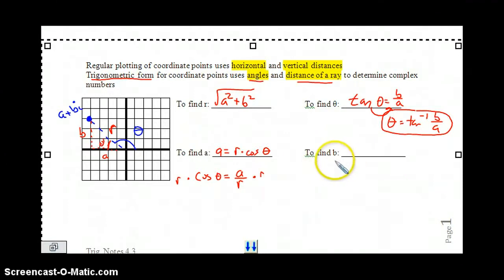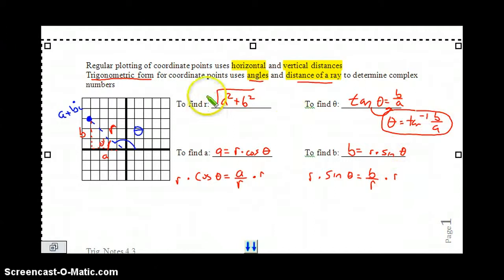And to find b, b is the opposite side, so I'd use sine. So I'd say the sine of theta would be equal to the opposite over the hypotenuse. Again, if I want to just solve this for b, I get rid of the r. So we would say that b is equal to r times the sine of theta.